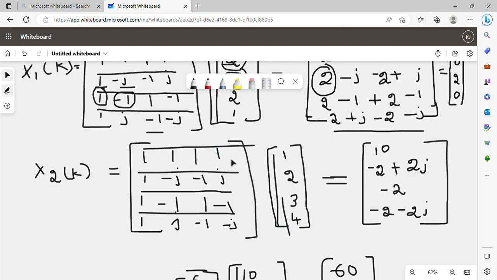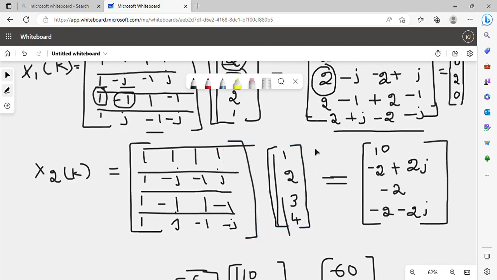1 into 3 and 1 into 4, and this 1 into 1, this minus j into 2, this minus 1 into 3, and this j into 4, and this 1 into 1, this minus j into 2, and this 1 into 3, and this minus 1 into 4, and this 1 into 1, this j into 2, this minus 1 into 3, and this minus j into 4.